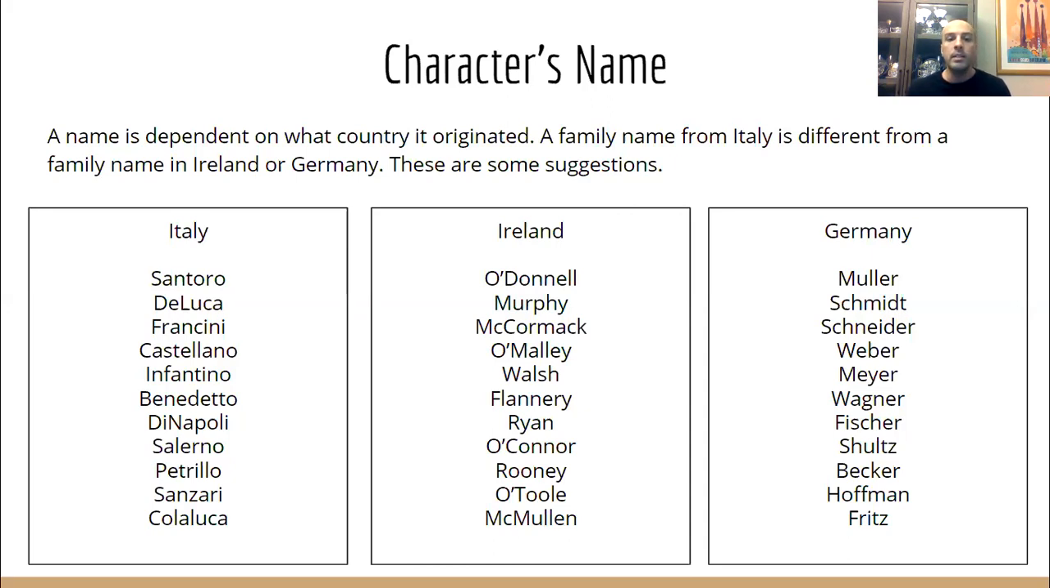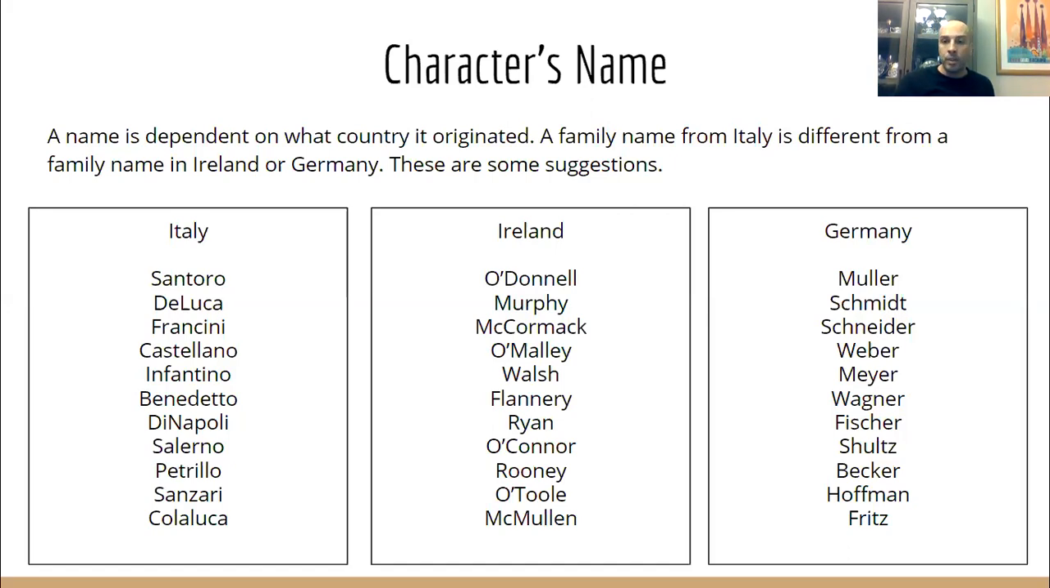Okay. So here I listed about 10 or 11 examples of surnames. A surname is a last name from the three different countries that we have been researching. So in Italy, some of you may know that surnames almost always end in a vowel. Actually, most of the words in the Italian language end in a vowel, okay?